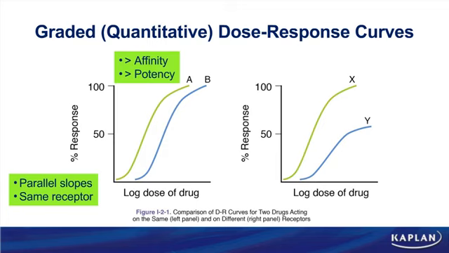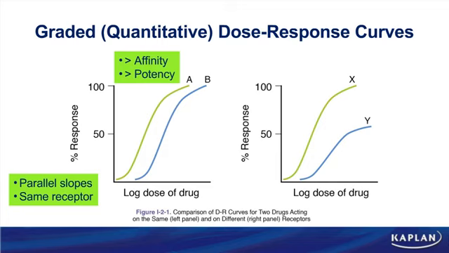When you think about potency, it doesn't matter if the slopes are parallel. You just simply look for the curve shifted most to the left. Curve A is closer to the y-axis. That indicates that drug A also has a greater potency than drug B. So to summarize those things, greater affinity and greater potency for drug A compared to drug B.